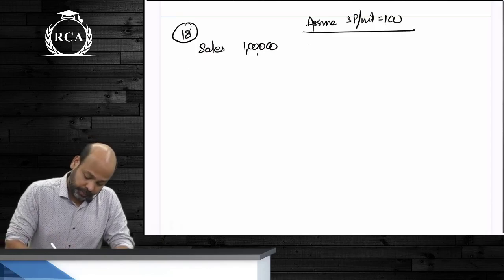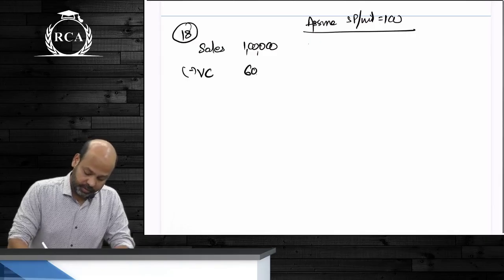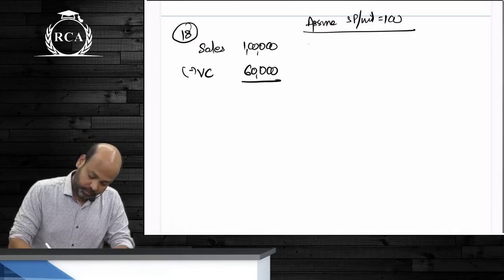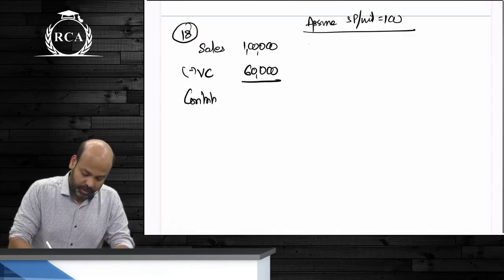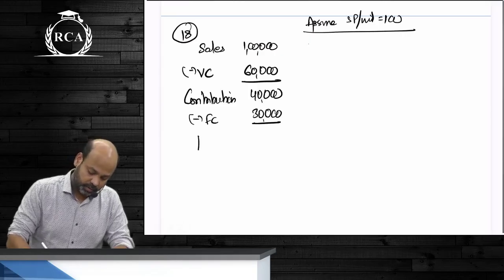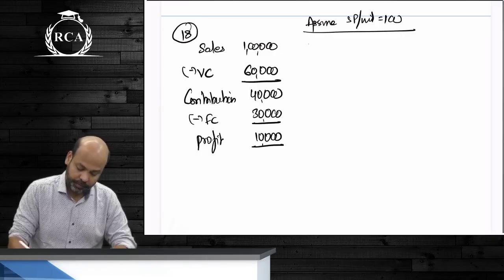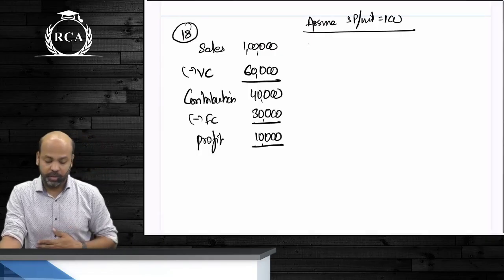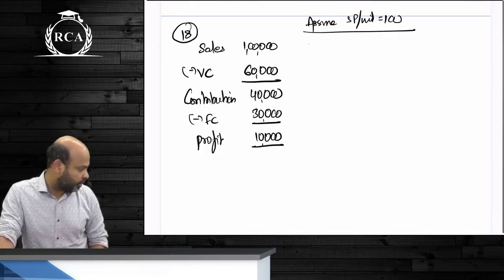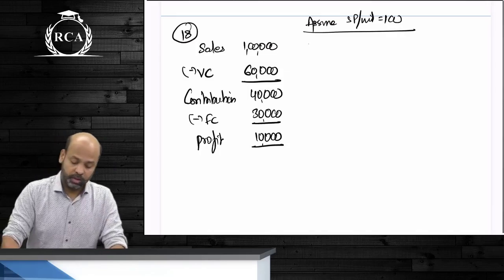So your total variable cost is how much? 60,000. The amount of contribution beta that we have is 40,000. The amount of fixed cost beta is 30,000, and the amount of profit is 10,000. Sales 1 lakh, variable cost 60,000, contribution 40,000, fixed cost 30,000, guys, and profit is 10,000 rupees.